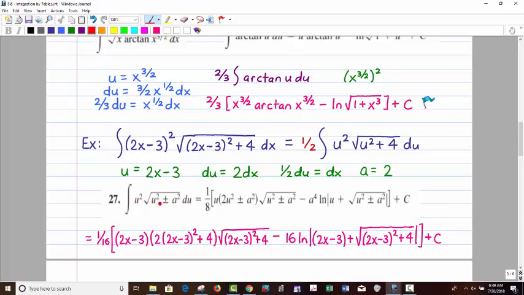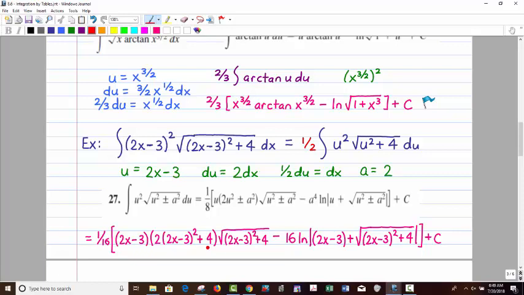the u is 2x minus 3. So it's 2x minus 3. So the du would be 2 dx. And so you have to adjust that, makes a 1 half in there, and then a is 2. And you see this formula has a 1/8 in it. So this 1 half with the 1/8 makes 1/16.